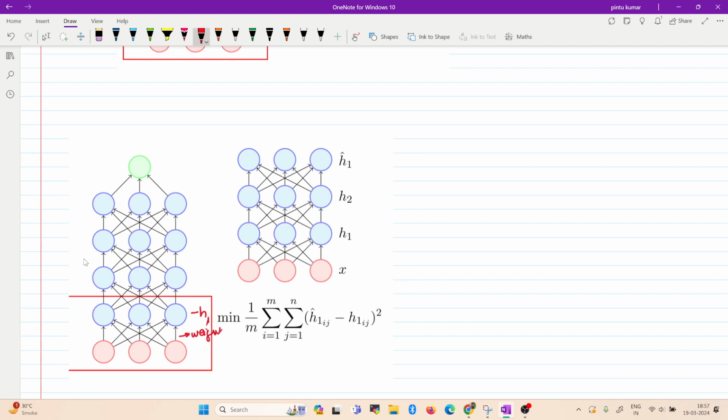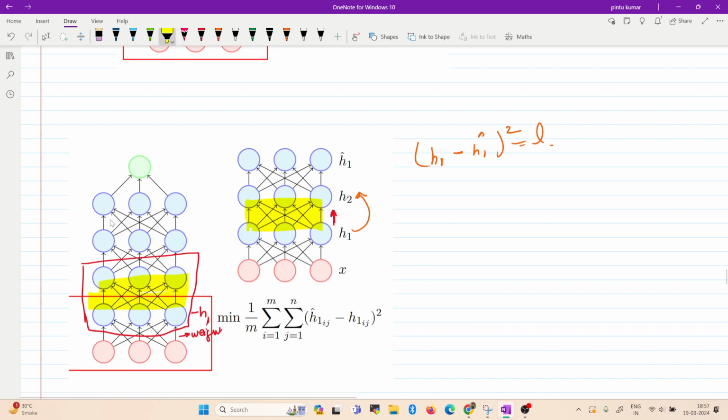Then you take these two layers, so you give H1 as the input, and then you train these second weights. I'll highlight it again in yellow. You train these weights so that it is able to find a good representation of H2 now. So you want to have minimum loss between H1 and H1 cap. Okay, so this is your loss. In this way, you can initialize all your weights up to this point.